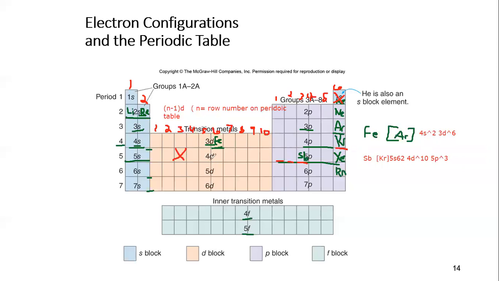So again, if your element is, say, here, the last orbital filled is going to be 4d, and it's going to have 3 electrons. So it would be krypton 5s2, 4d3. If your element is here, for example, it's going to have 8 d electrons. It's going to be krypton 5s2, 4d8. So again, the periodic table does a good job of mirroring the filling order of electrons for electron configuration.